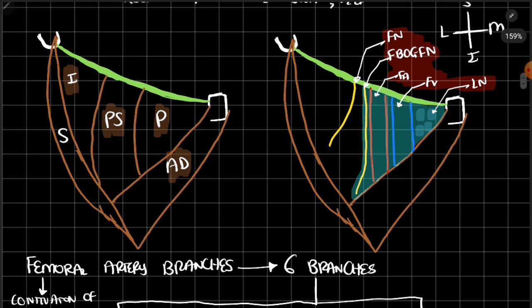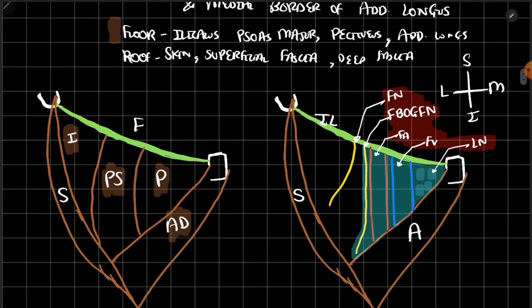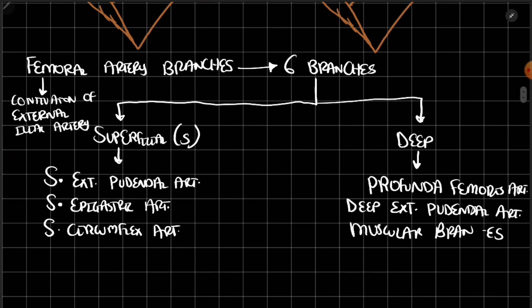Okay, and these are the boundaries: the sartorius, adductor longus, inguinal ligament. So these are the boundaries, these are the contents, then this is the floor. Okay, the femoral artery, we described the femoral artery and its branches.